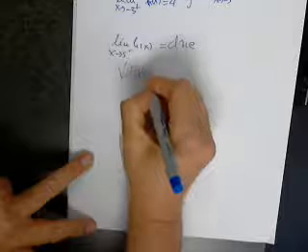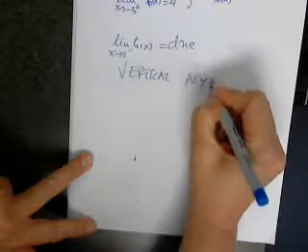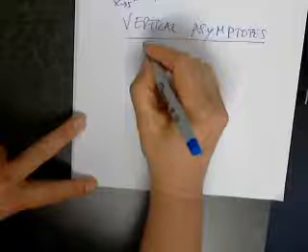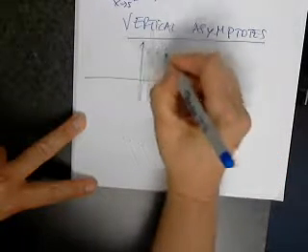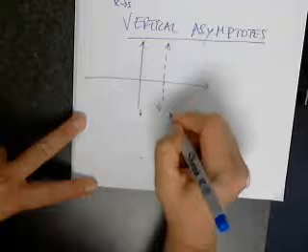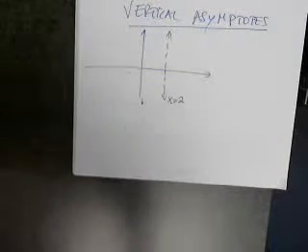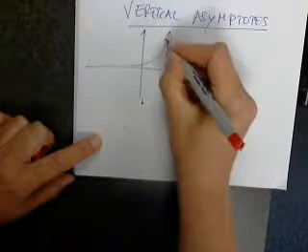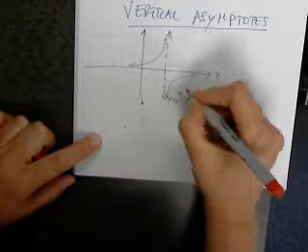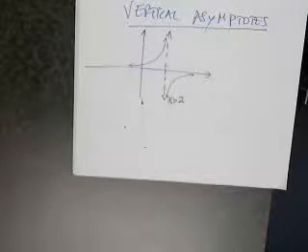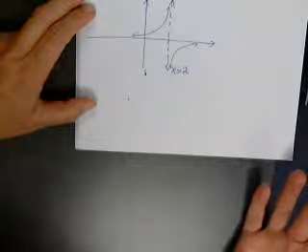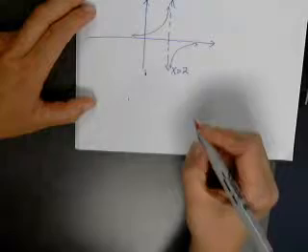Let's talk about vertical asymptotes. Here's a graph. I'm going to say that this is a line that I call x equals 2. And this is a function. This is what we know from pre-calculus. But now we can write it with calculus.